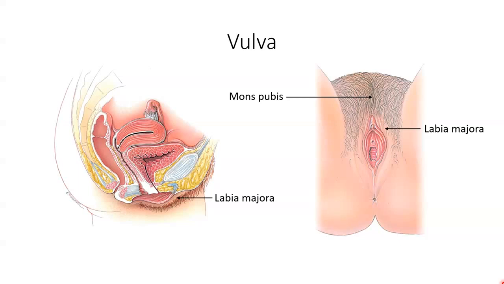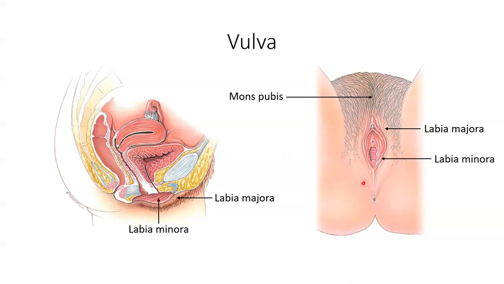Next, we have the labia majora. These are 2 longitudinal folds that extend inferiorly and posteriorly to the mons pubis. The labia majora are covered by pubic hair. They contain adipose tissue, and they also contain many oil and sweat glands. So that's these 2 outer layers of skin.